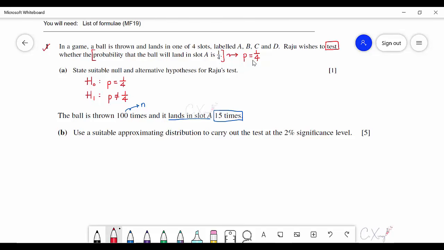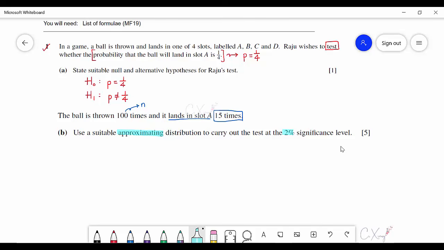Here they say use a suitable approximation. Again, highlight the keyword approximation. It is very obvious that they probably want you to change the binomial to a normal distribution to carry out the test. The test will be at 2% significance level. Okay, so let us start.